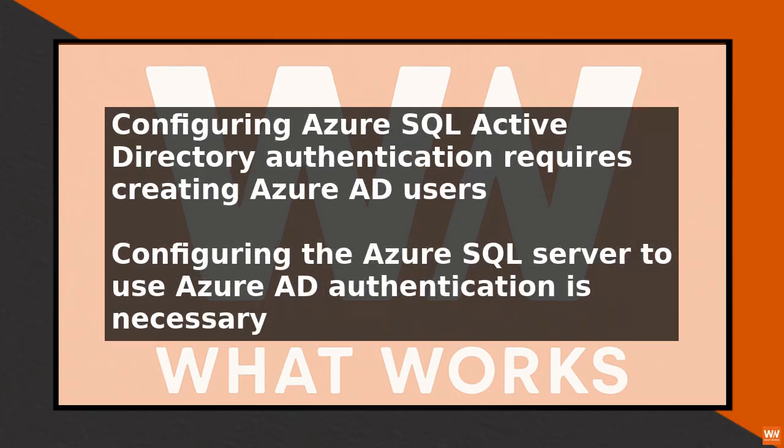Step 2. Configuring Azure SQL Active Directory authentication. To configure Azure SQL Active Directory authentication, you need to create an Azure AD user or group and grant them the necessary permissions to access the Azure SQL database. You also need to configure the Azure SQL Server to use Azure AD authentication.